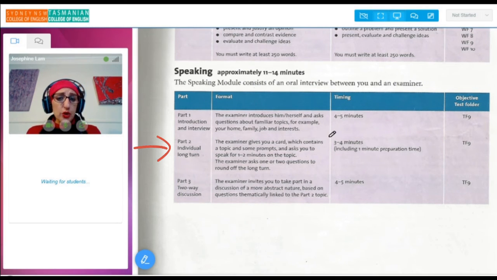Let's move on to part 2, individual long term. The examiner will give you a card which contains a topic and some prompts and asks you to speak for 1 to 2 minutes on the topic. The examiner asks 1 or 2 questions to round off the long term. You will have to speak for 3 to 4 minutes, including 1 minute preparation. Now let's look at how this works. You will be given this card. On this card, there is 1 sentence and a few prompts.